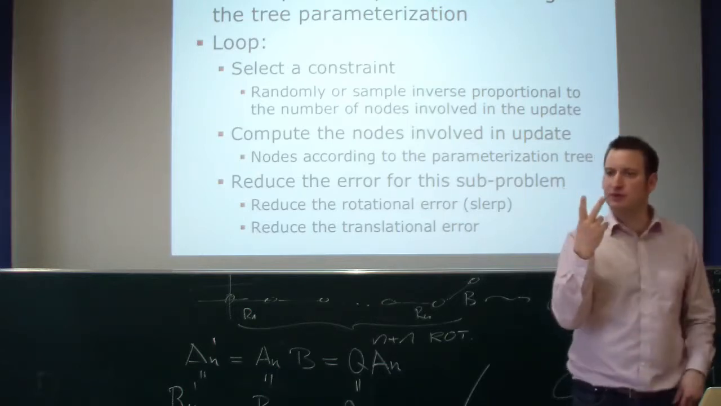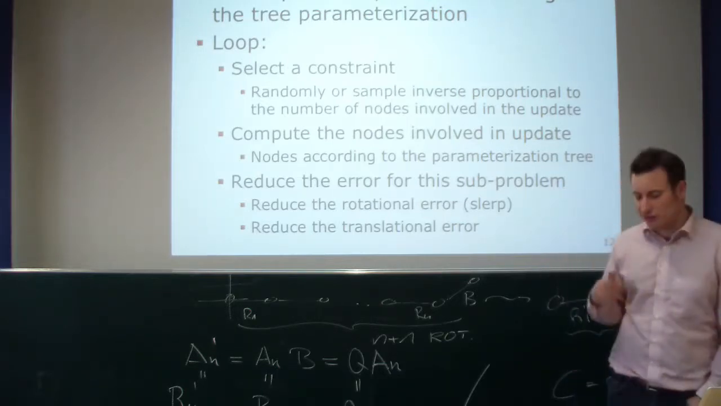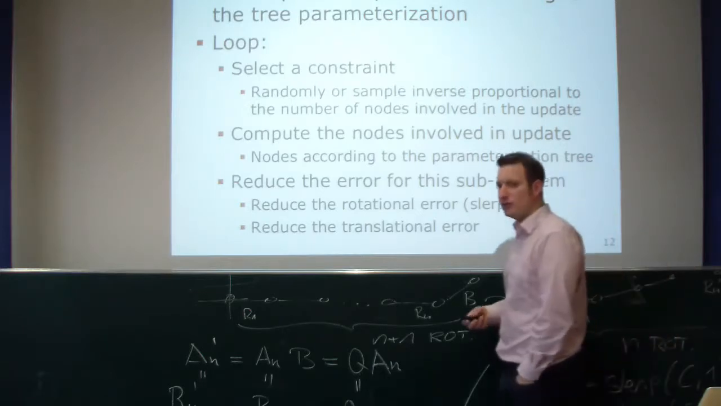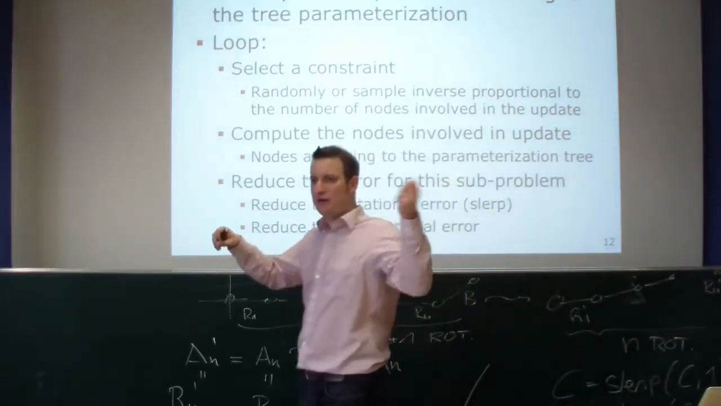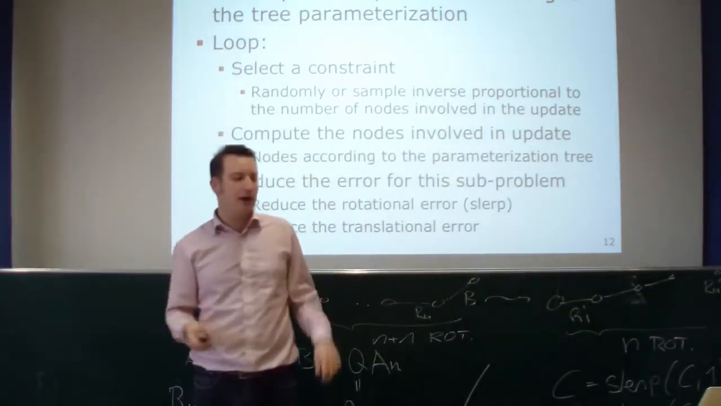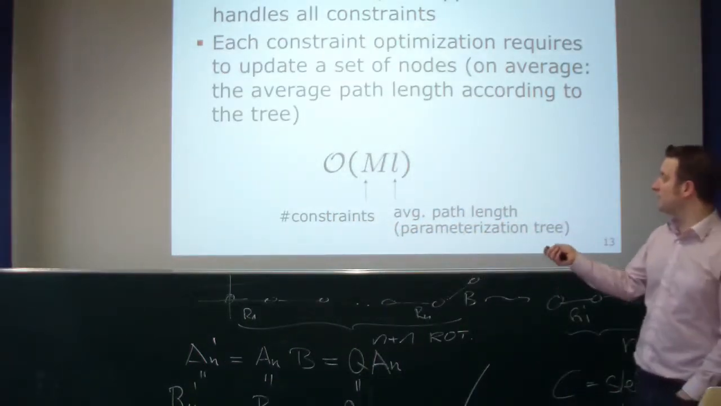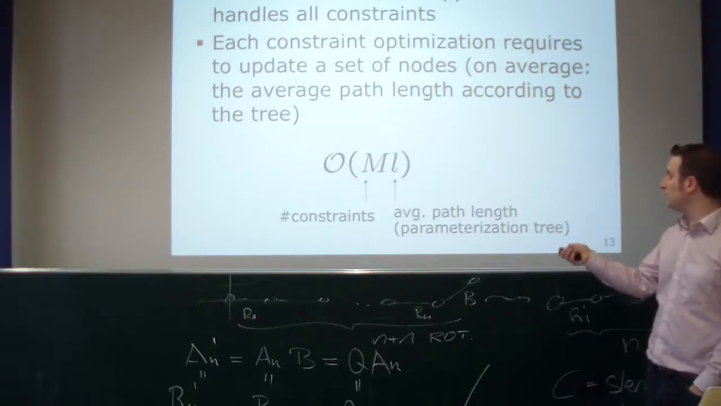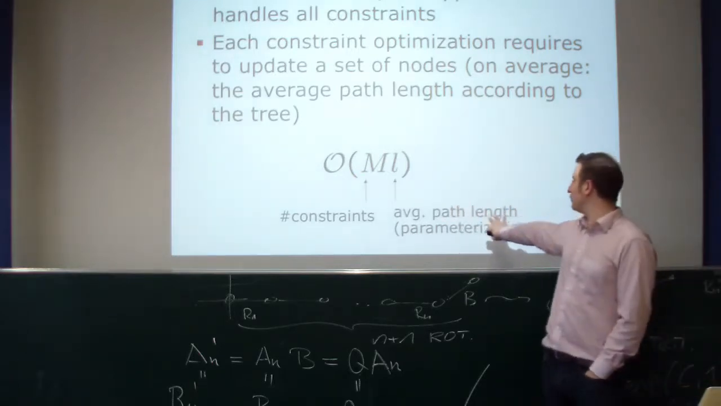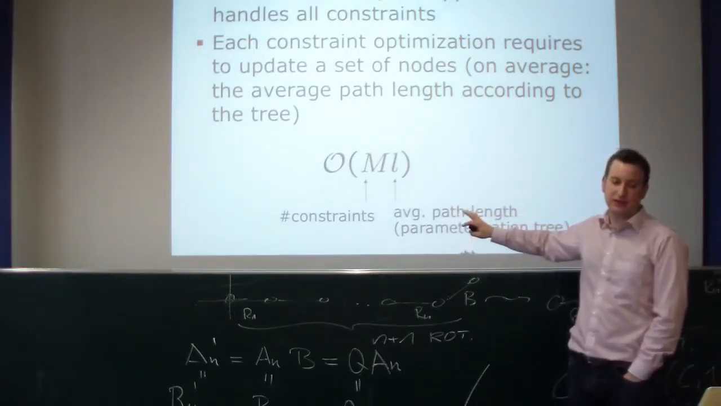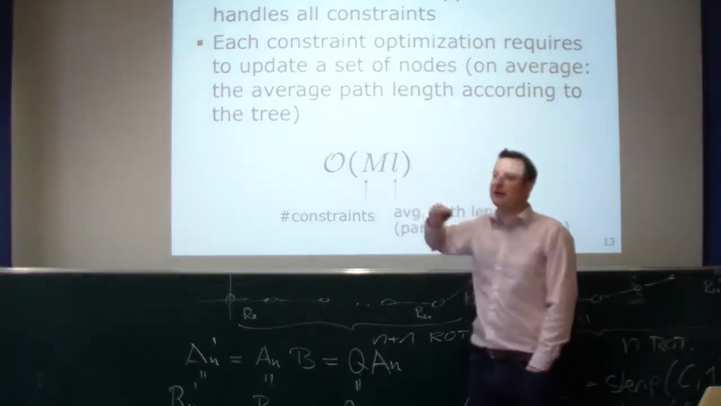These are the two important properties. I need to touch at least every constraint once per iteration, and then it depends on how the tree is actually built up and how it is connected. So the complexity depends, as I said, on the number of constraints and on the value L, which is called the average path length of the parameterization tree. So it's hard to say something about L tree.